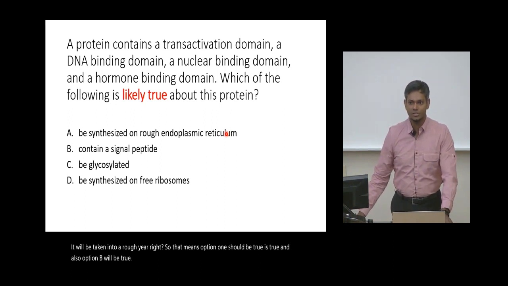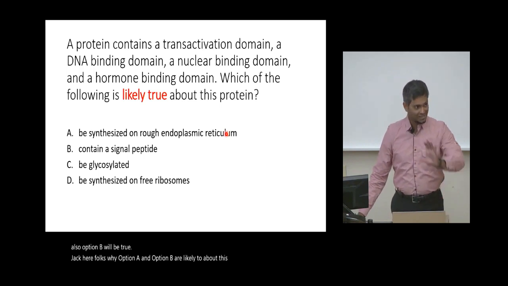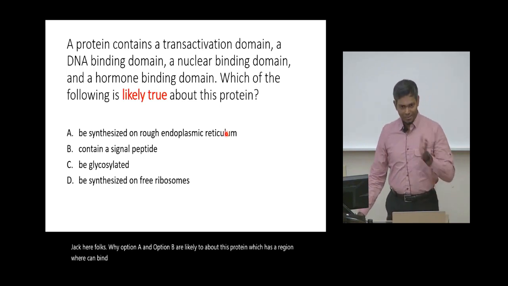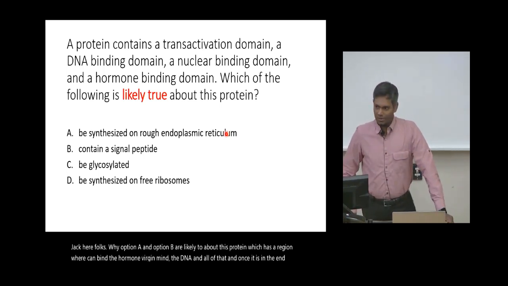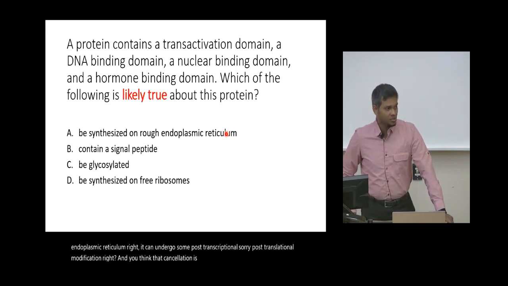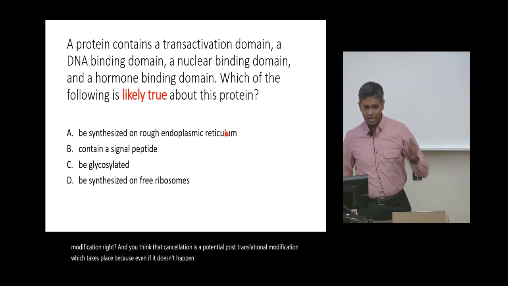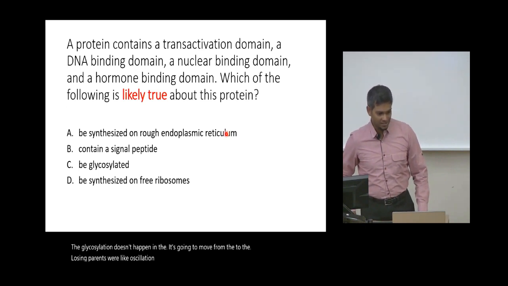Is that clear, folks? Why option A and option B are likely true about this protein, which has a region where it can bind the hormone, where it can bind the DNA, and all of that. And once it is in the endoplasmic reticulum, it can undergo some post-translational modification, right? And do you think glycosylation is a potential post-translational modification which takes place? Because even if the glycosylation doesn't happen in the ER, it's going to move from the ER to the Golgi apparatus where glycosylation can take place, alright?